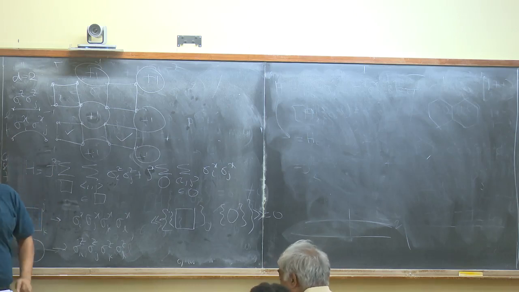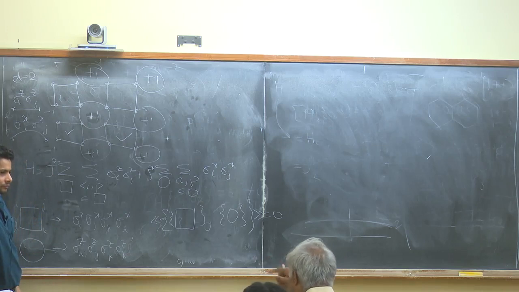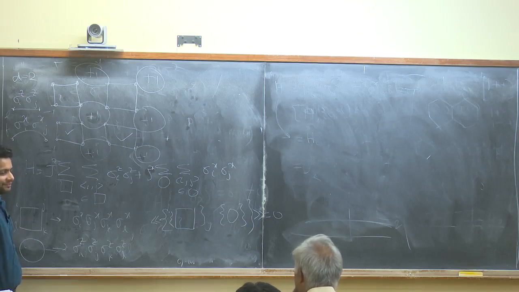No, it's fine. H acting on this keeps that sector intact, because these are conserved under the Hamiltonian. They commute with H. So the products of this... you have a state which is defined by a sector of the circle. You act on it with H, you get some... well, that's a sector.